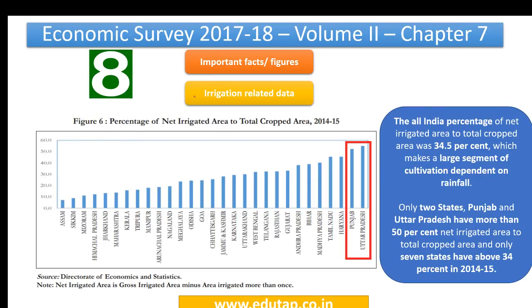Then we come to the irrigation related data. This is very important data. Kindly memorize the all India numbers as well as the specific state-wise ones. You don't need to do it for all the states, but here, there are two states, Punjab and Uttar Pradesh, that have more than 50% of net irrigated area. So you need to memorize these important points rather than just mugging up all the states, right?